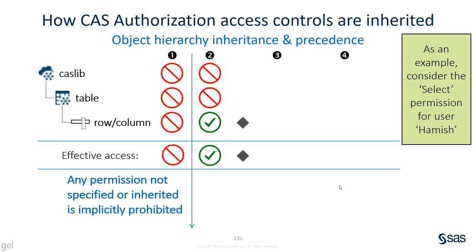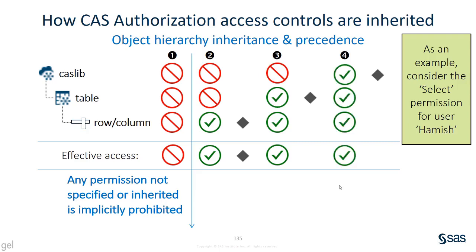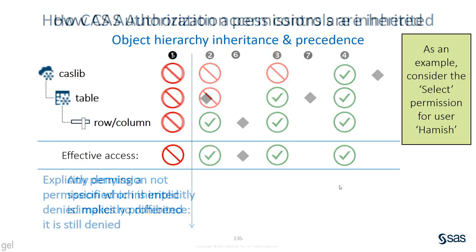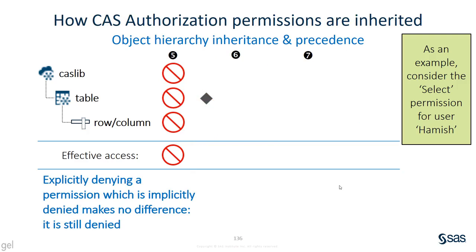You can set an explicit grant to override that implicit deny. You could set that on the table. You can set it on the CAS lib. So an explicit grant is going to override that implicit deny. Otherwise, we couldn't grant people access to things. If you do an explicit deny on top of the implicit deny, it doesn't make any difference, right? If you do an explicit deny on top of an explicit grant, then you're going to deny further down the hierarchy. It overrides it. That makes sense too.